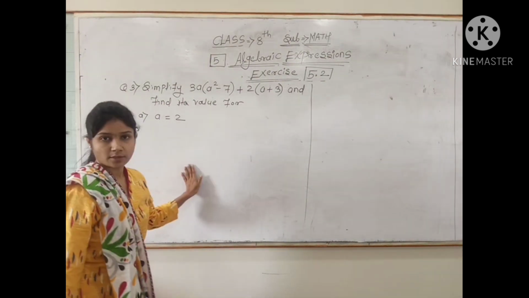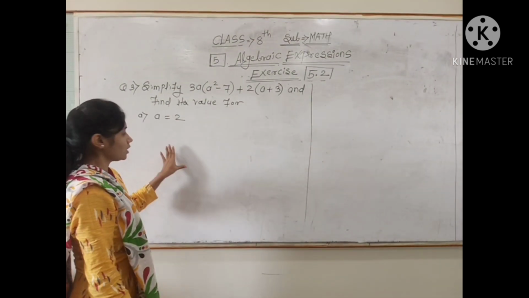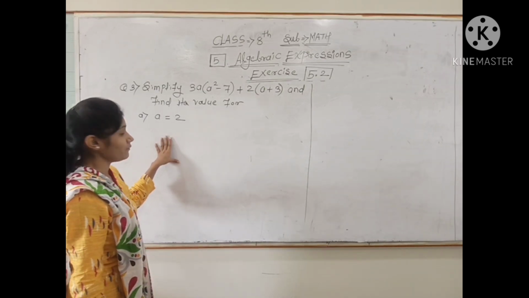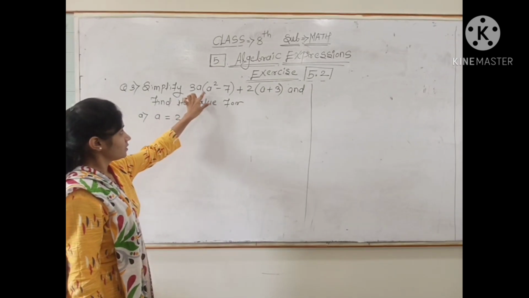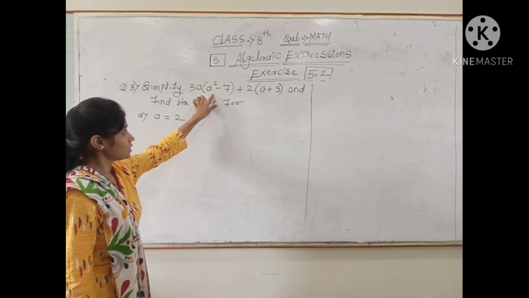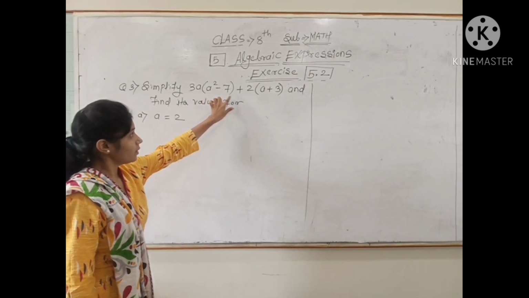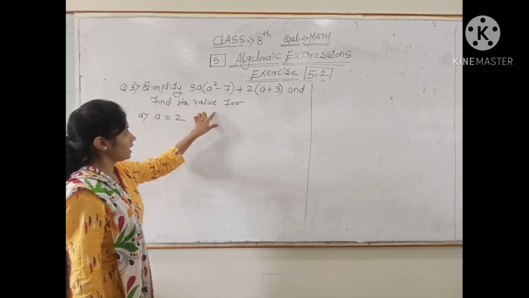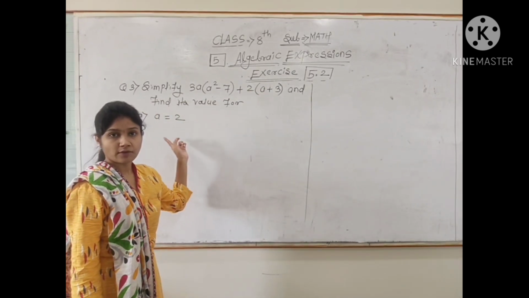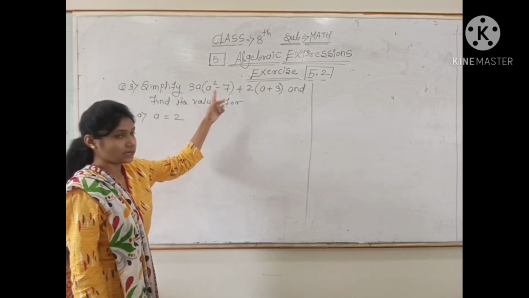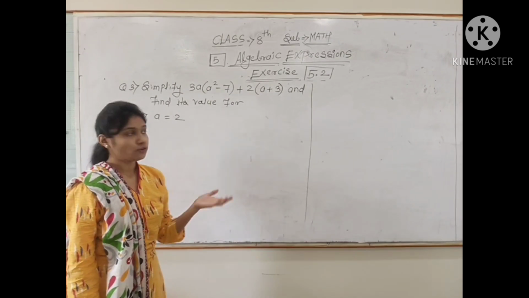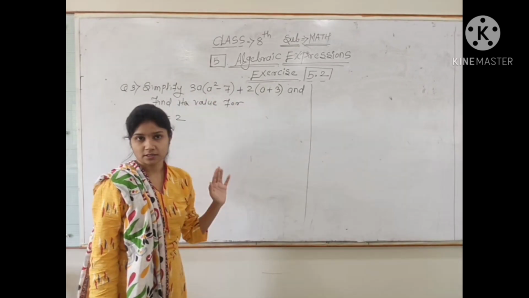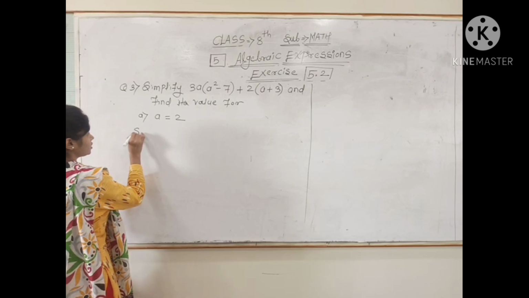Now see, student, question number 3. What is question number 3? Simplify 3a multiplied by a square minus 7 plus 2 multiplied by a plus 3 and find its value for. Means you are given the value of a, we have to put the value and find the answer. But before that, we first have to solve this expression. Okay. So the given expression is what?